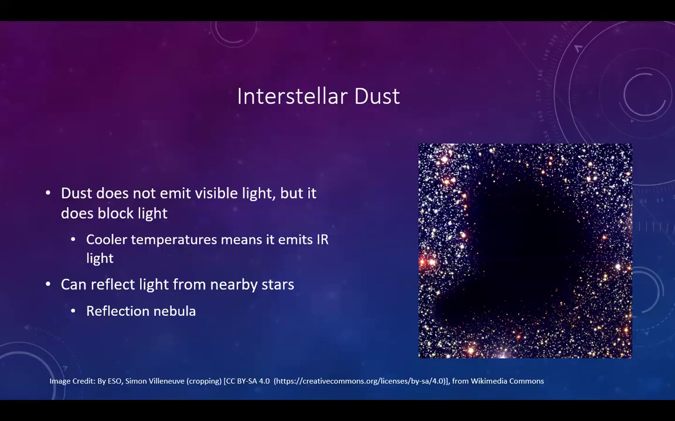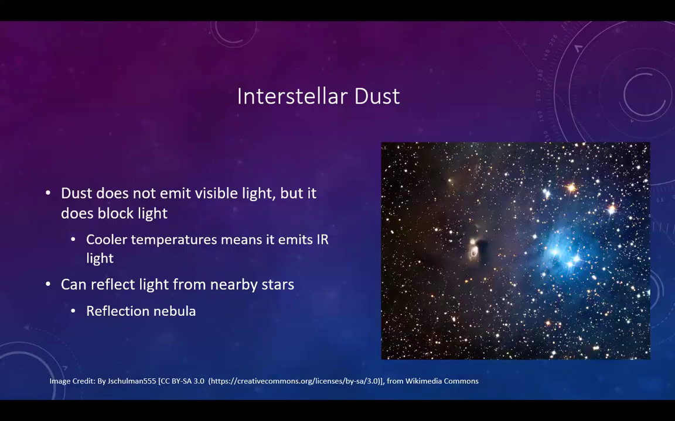But you also get what are called reflection nebulae. This is a reflection nebula where bright nearby stars are basically lighting up the clouds of dust, and the light is reflecting off of them. So interstellar dust can reflect light from nearby stars, and you get a reflection nebula. So you see dark dust clouds over here, and over here they're lit up by these bright blue stars.